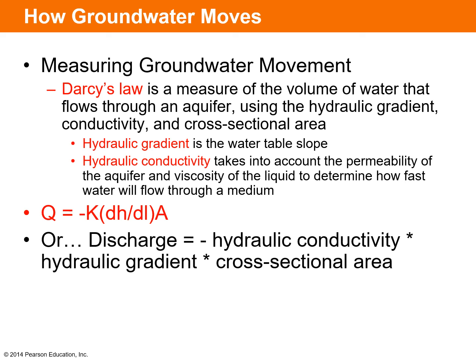I wouldn't worry too much about the negative sign in this case. That might be confusing to some of you, but really all that means is that the water is flowing downslope, and that's all. So just think about it as multiplying hydraulic conductivity times hydraulic gradient times cross-sectional area.